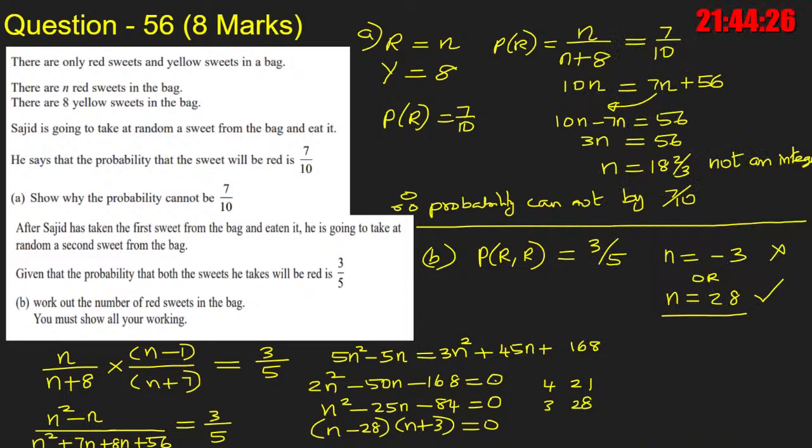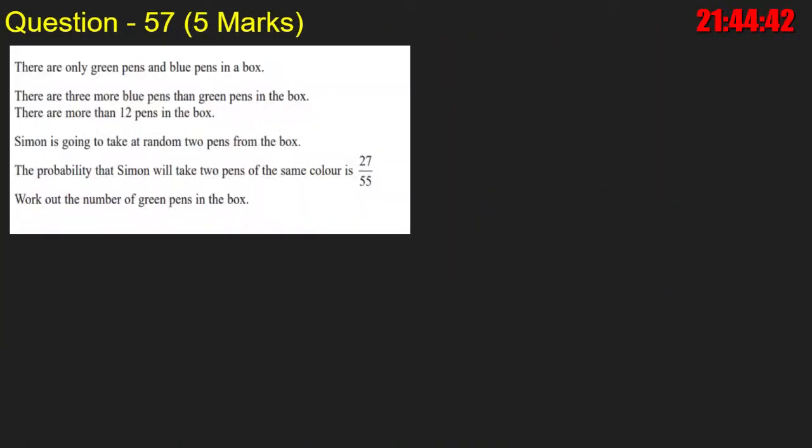So n equals 28. Work out the red sweets in the bag: 28 sweets. Right, so now question number 57. Hope you understand. So we are going to the next question.